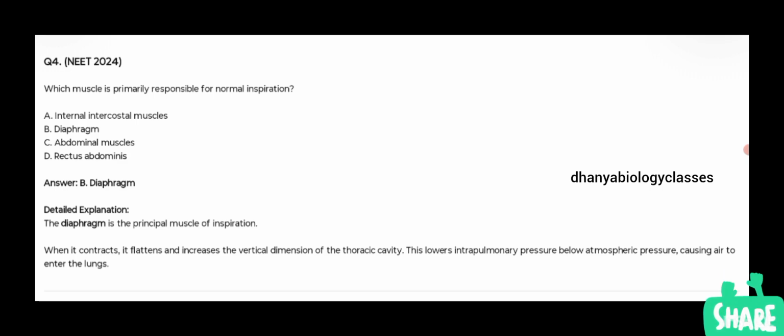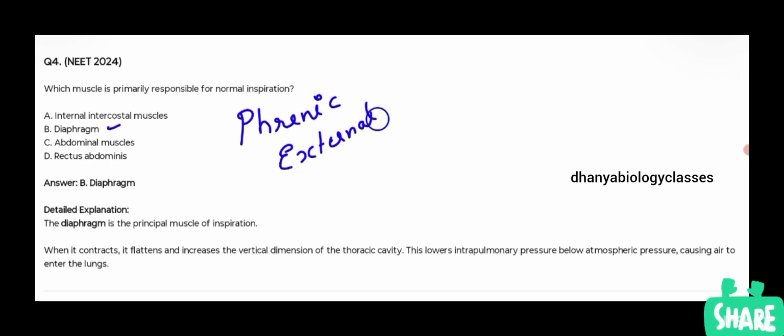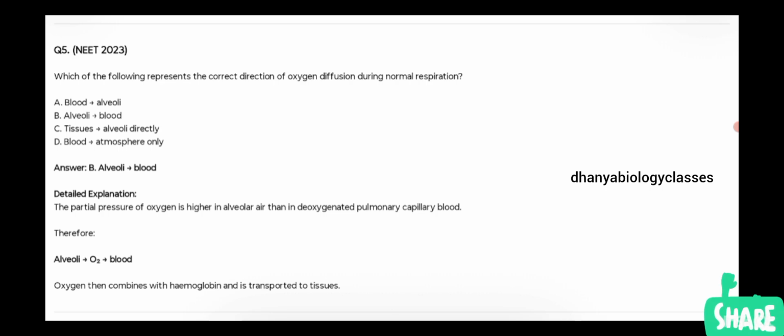Which muscle is primarily responsible for normal inspiration? The main muscle is the diaphragm, which is supplied by the phrenic nerve. And the external intercostal muscles are also there. So these are the muscles which are involved in the inspiration process.